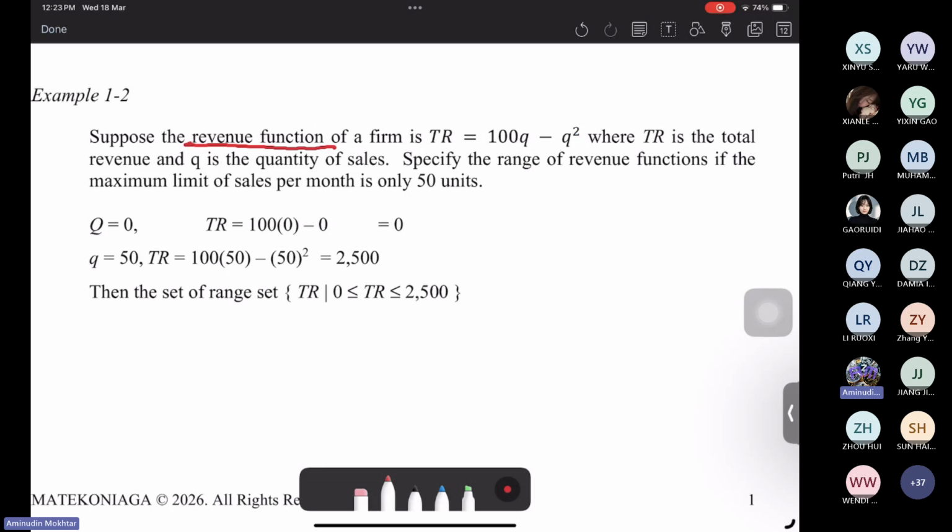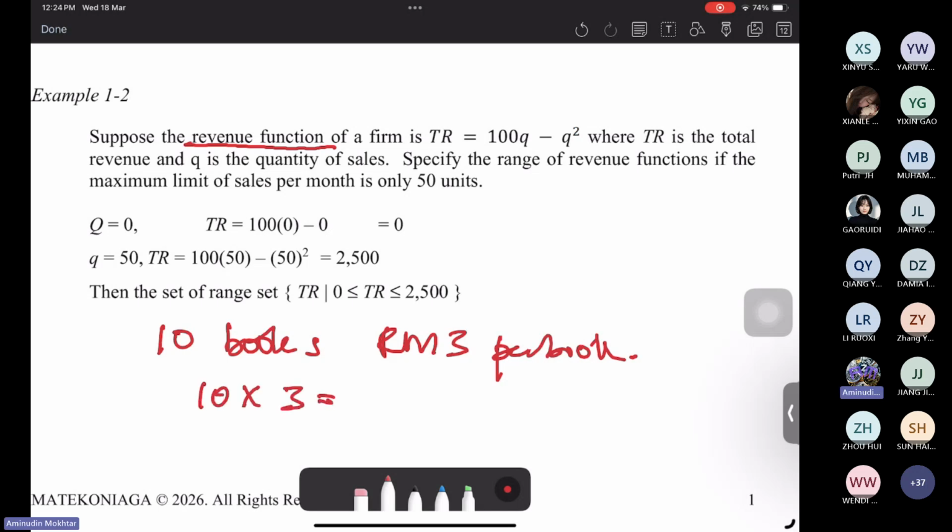for example, let's say you sell 10 books. The price of the book is, let's say, RM3 per book. If you manage to sell 10 books, the business will receive how much money? 10 times 3 equals 30. Okay, this 30 we call the revenue. That is also equal to how much money the business earns. That is the total revenue.